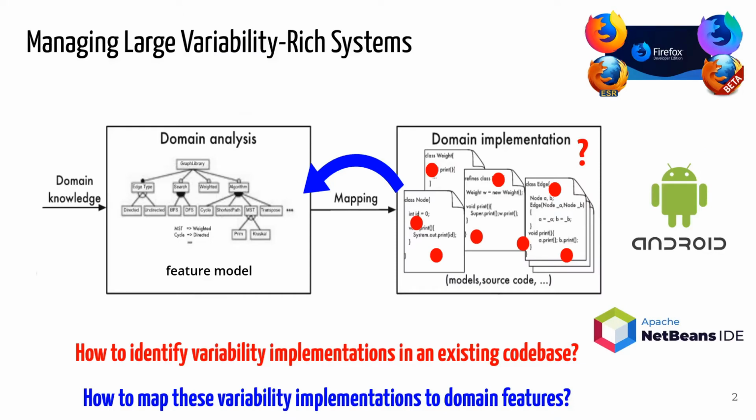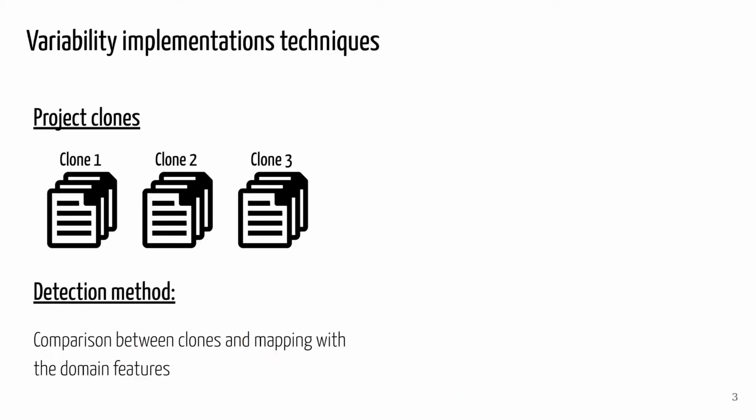We all know huge variability-rich systems, and because of their important size, managing their variability is a difficult task. We would like to be able to master their variability as in a software product line, but this implies being able to identify variability implementations in the codebase to then be able to map them to domain features. We already know some techniques that help us in doing that, for example, in projects using a clone and own approach to manage their variability.